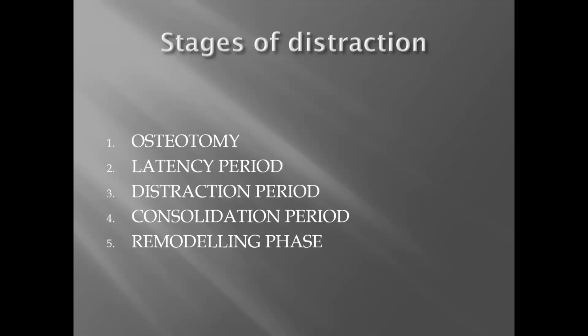In the consolidation period, calcification occurs in the distraction gap. The device is held in place till the bone matures completely, and after this, the device is removed at the end of the stage, which is for 4 to 12 weeks. Coming to the remodeling phase, here the removal of the device, that is the distractor, is done, which starts with full function muscle load followed by continuous shrinkage and remodeling.